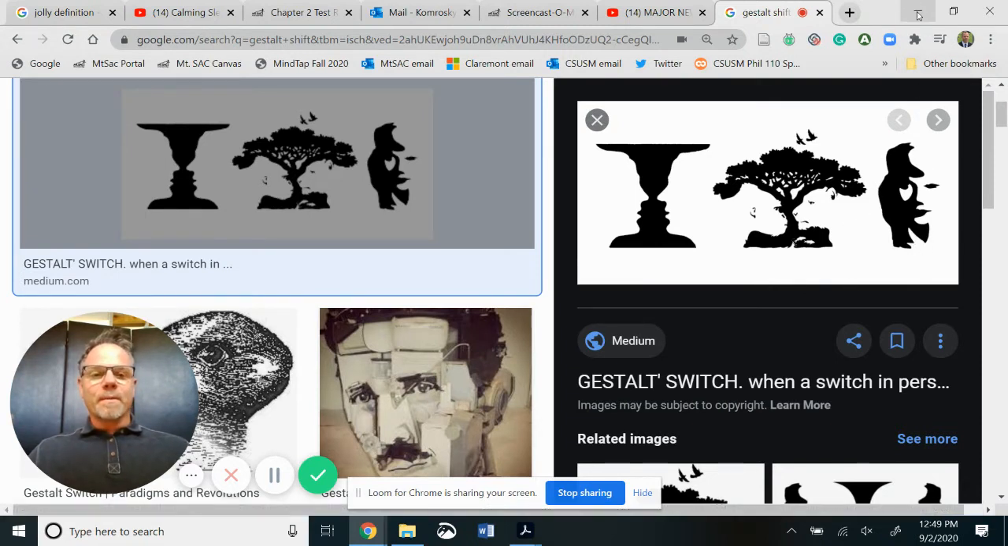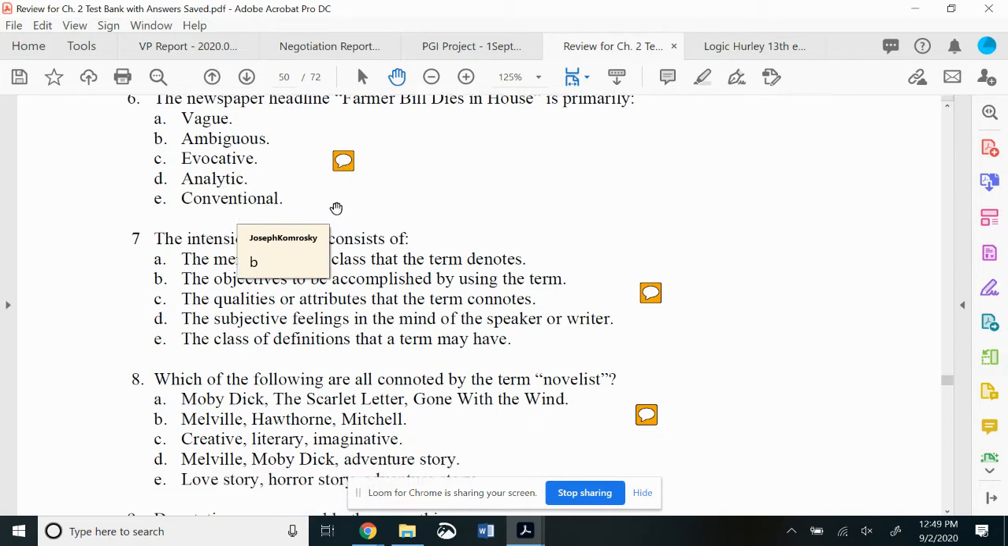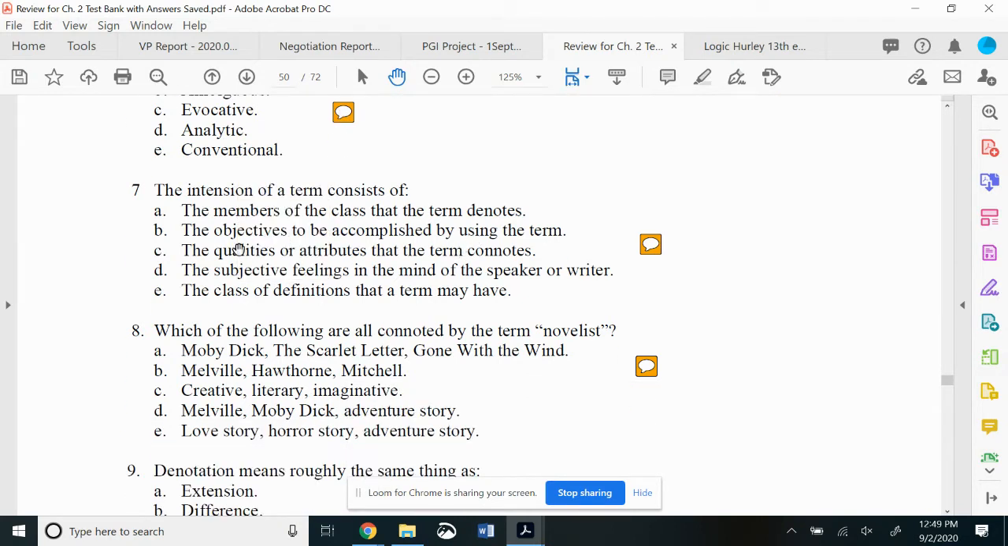Okay, so enough of that. That's called the Gestalt shift. It helps me to convey to you what ambiguity is, at least 2 different things being seen, or in logic, at least 2 different things being understood. Okay, so we're moving on. I beat that to death, and I hope you understand it more. It's ambiguous.